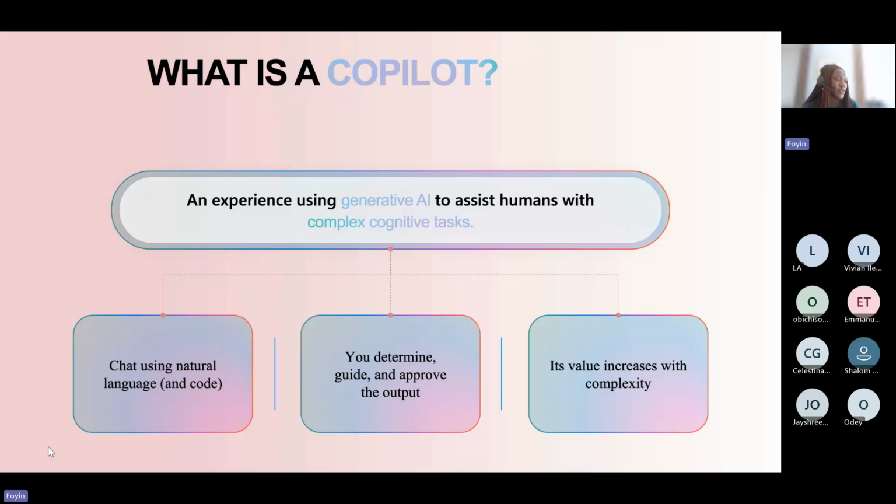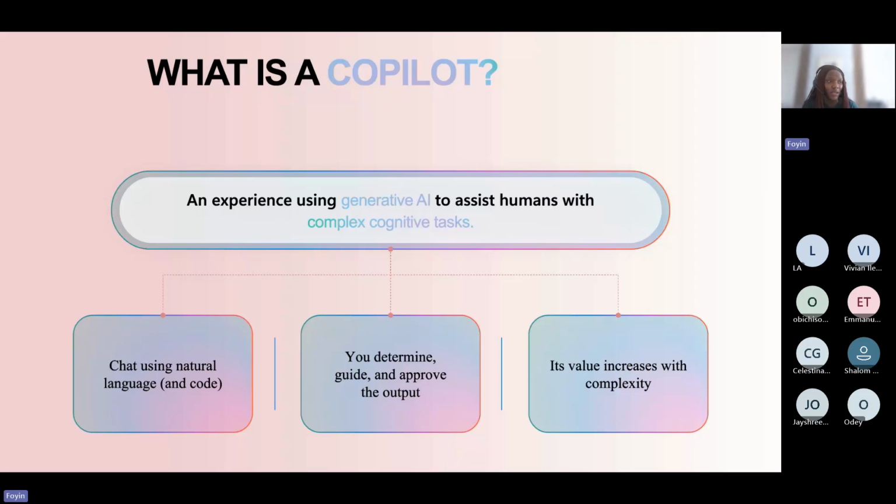So Copilot Studio is just using generative AI to assist humans with our complex cognitive tasks. Some of that includes chat with natural language. As we build, we determine, guide, and approve the output, and it also brings value.